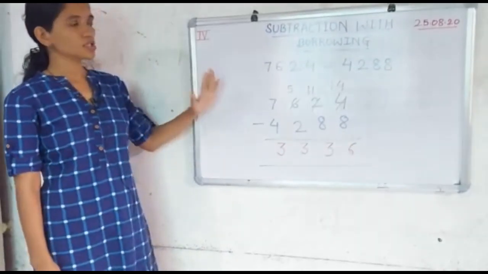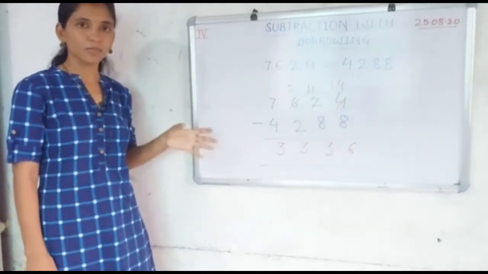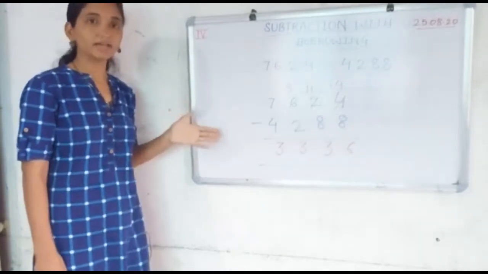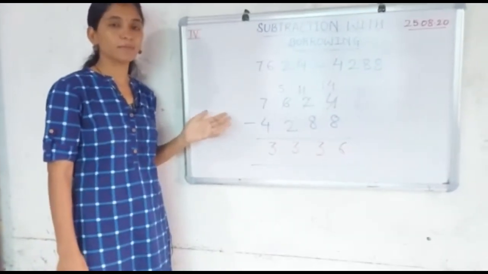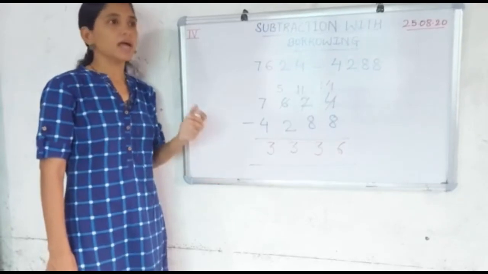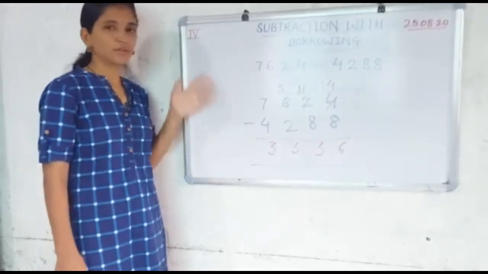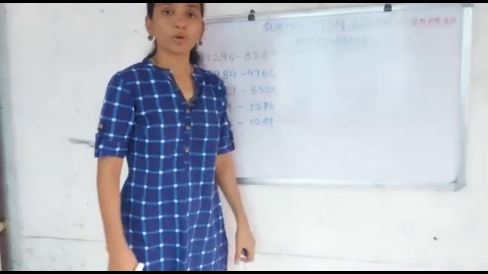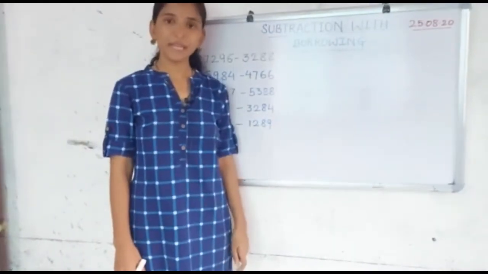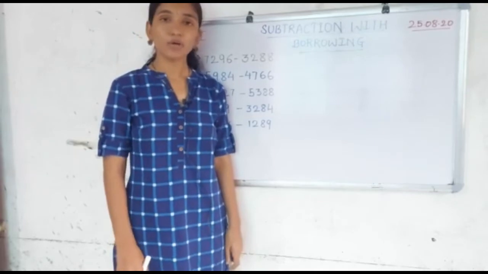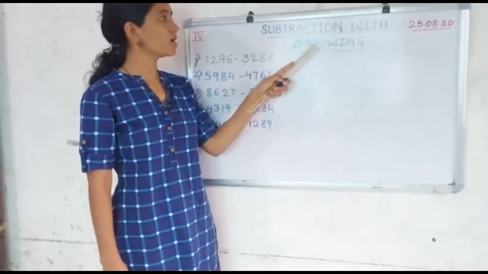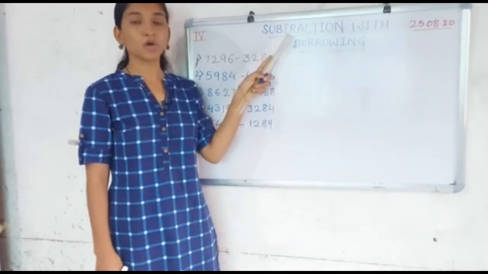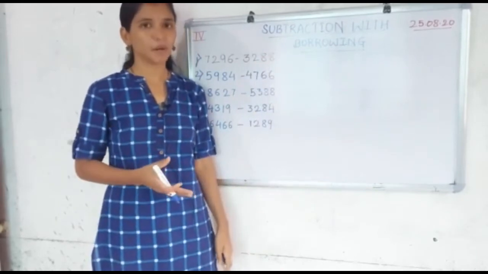So I think the concept of borrowing is quite clear in your mind. Now we will move ahead and we will solve 4 to 5 examples to understand it better, and you will get used to it by seeing 4 to 5 examples. I am solving it on the board. Now we are going to see how borrowing works in subtraction problems. What is the role of borrowing in subtraction problems?